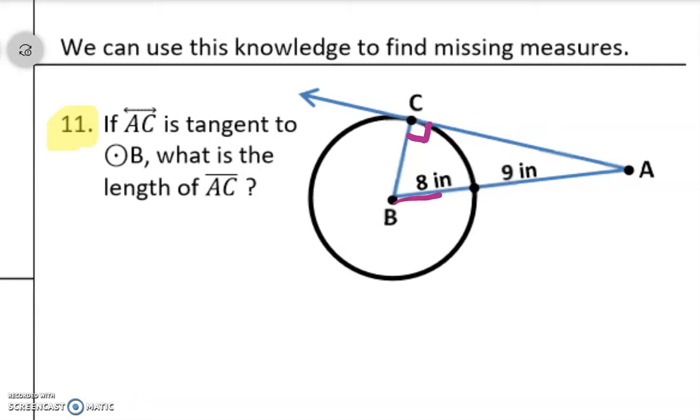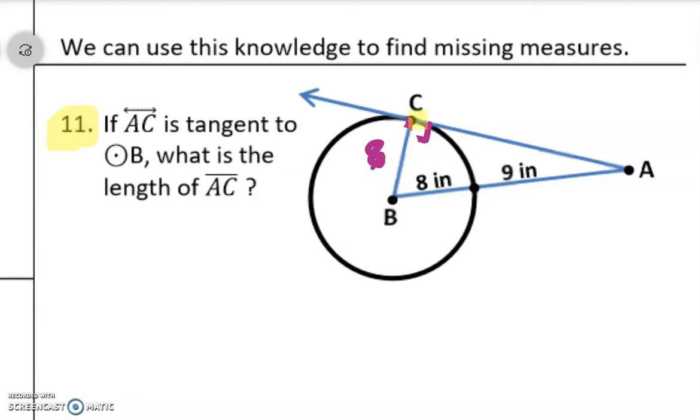You can see here that the radius is 8. Well, then that means that this radius is also 8. All radius lengths are the same. So I'm going to go ahead and mark that 8. Let me erase this part now. So that is 8. And then it says, what's the length of AC?